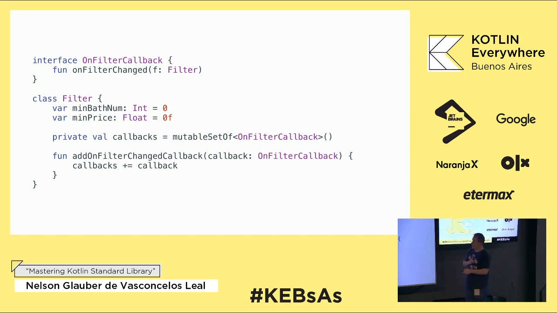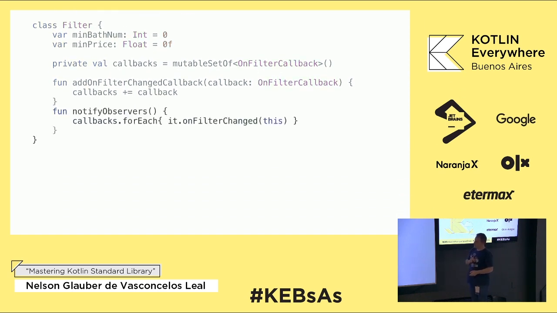And here I have some callbacks, which I'm adding to notify changes. So each UI component has the same instance of filter, but the UI component is registering as a callback of the filter. So that's the idea. So I create this notify observers function.